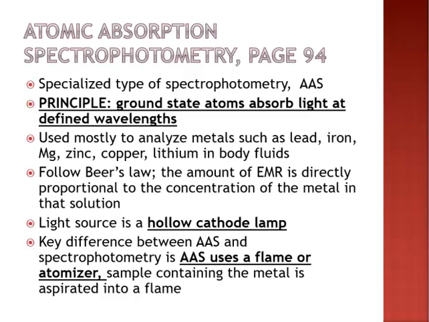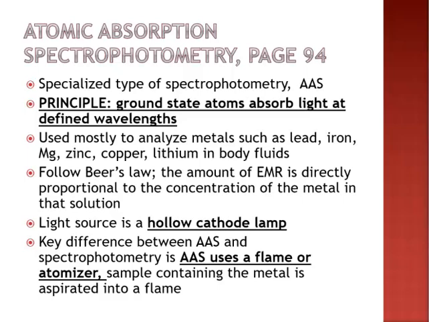We need to know about a specialized type of spectrophotometry. It's called atomic absorption spectrophotometry. Its principle is that ground state atoms absorb light at defined wavelengths. It's used mostly to analyze metals such as lead, iron, magnesium, zinc, copper, and lithium in body fluids. It does follow Beer's law. The amount of EMR, or electromagnetic radiation, is directly proportional to the concentration of the metal in that solution.